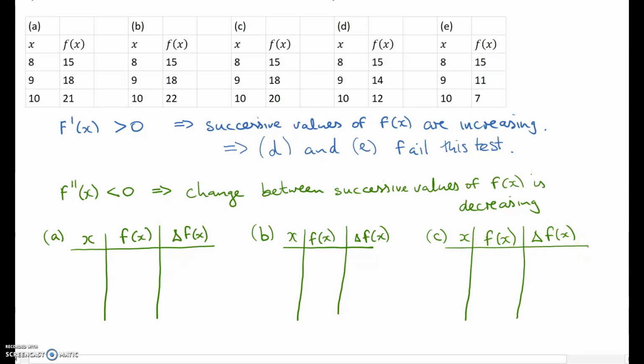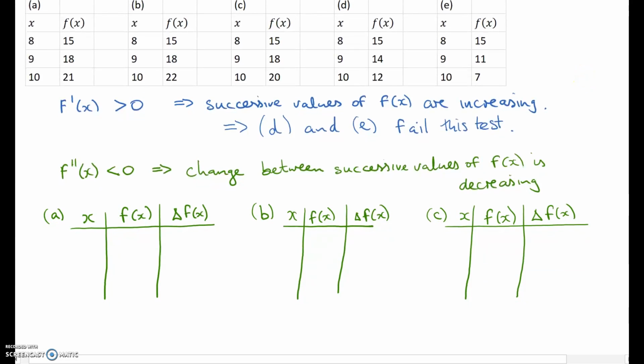Okay, so let's do it for each of the three groups. Now, A, 8, 9, and 10. Okay, those were the x values in each case, so we can fill those in without thinking too much about this. F of x in A is 15, 18, and 21. In B, the f of x values are 15, 18, and 22. And in C, the f of x values are 15, 18, and 20.